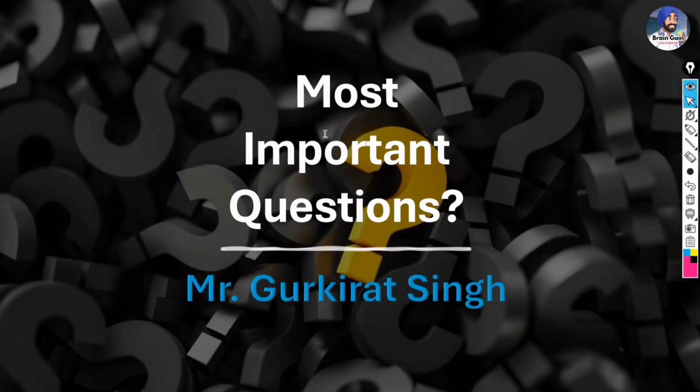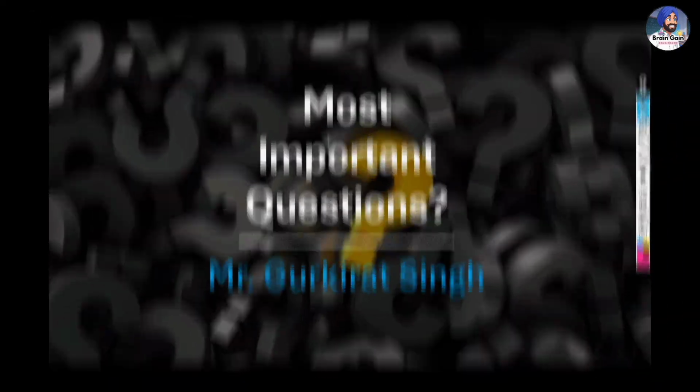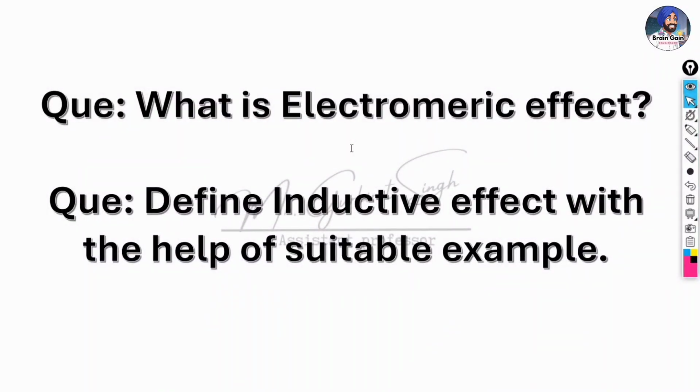From today onward, we are going to discuss some important questions for your final examinations. These are important in chemistry for +1 as well as +2, B.Sc and B.Pharmacy. So let's discuss the topics we are going to discuss today. We are going to discuss two important topics. First one is what is electromeric effect and the second one is what is inductive effect. We will discuss both with the help of some suitable examples to get better clarity and vision. So let's jump to our topics.